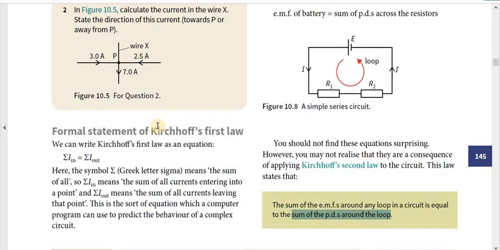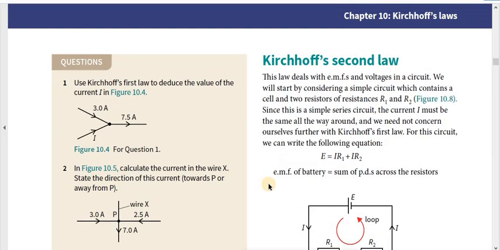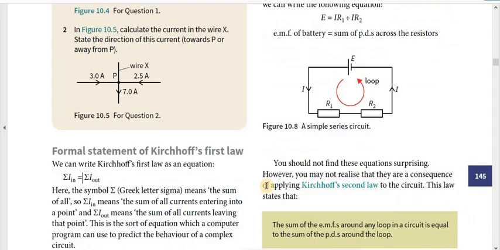Okay, then again Kirchhoff's first law, this sigma means the sum of currents. The sum of currents entering a point is equal to the sum of currents leaving that point. This is Kirchhoff's first law. We can write it like this. This sigma means the algebraic sum. The algebraic sum of currents at a point is 0, which means the total current entering the point is equal to the total current leaving the point, same point. Alright, so that is about Kirchhoff's first law and second law.